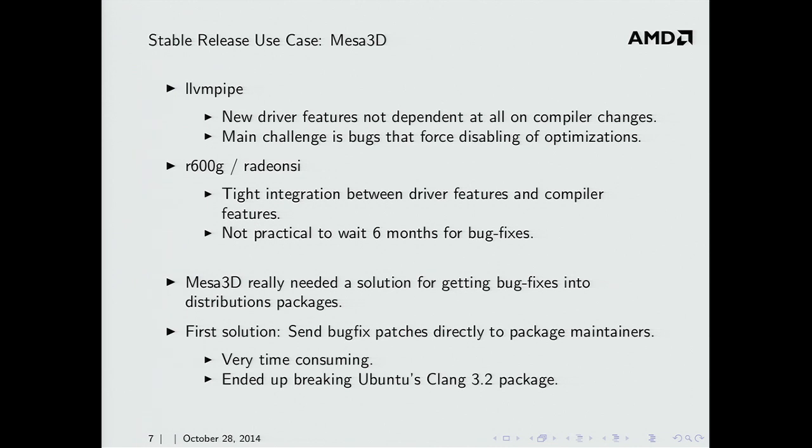So the first idea we had in Mesa is to just take the bug fix patches that we need and send it directly to package maintainers. So send it to the Debian package, send the patches to the Fedora package maintainers, things like that. It turned out this wasn't really the best solution.